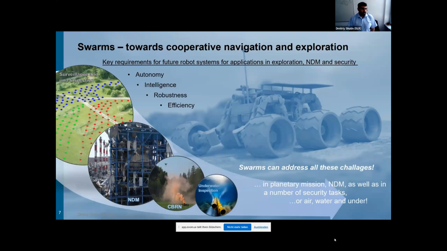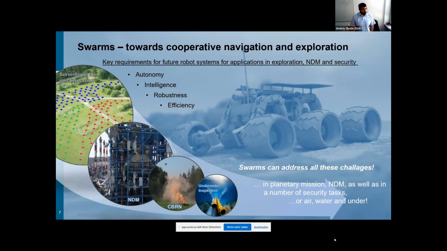So why swarms? Why are we concerned with swarms and multi-robot systems? The primary objective for us is to develop future robotic systems that will be applicable in space, on orbit, on the Earth, on the surface of water, and also underwater. So we want to cover really the whole domain of operation. And when we are striving for autonomy, of course, we want a system to be intelligent.